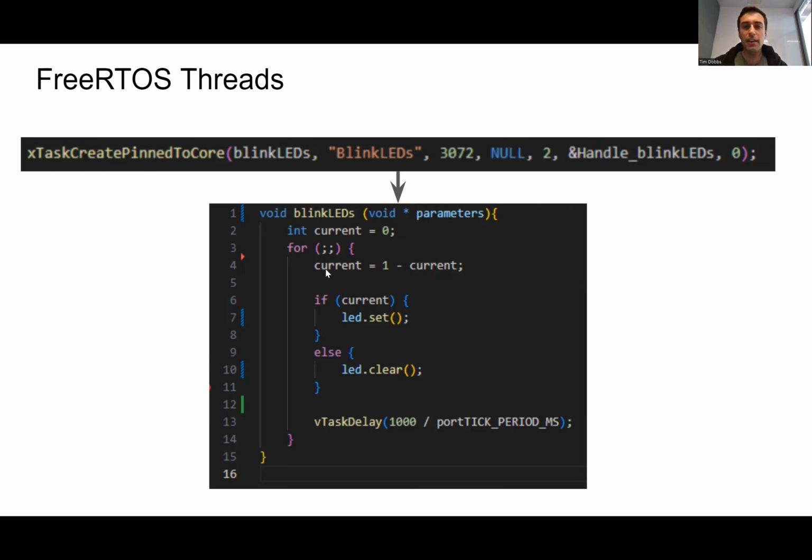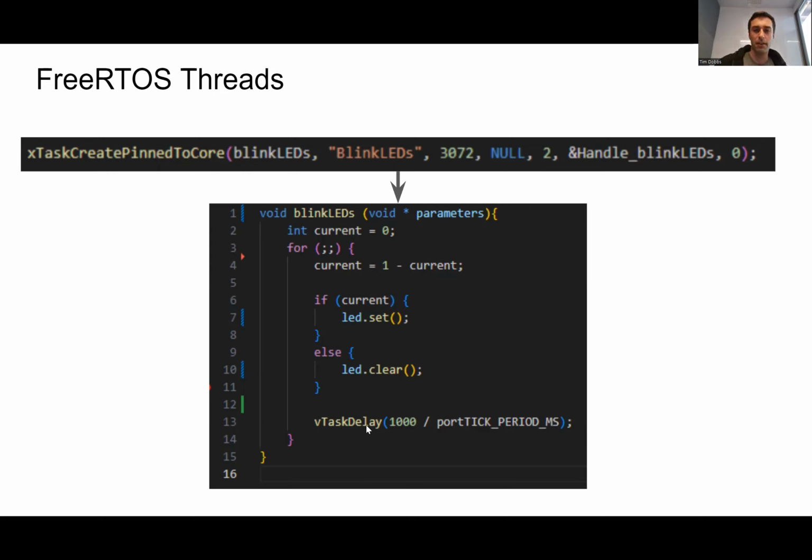And so you can see here, all this does is say, okay, great, current equals 1 minus current. In this case, current is 0, so I'll get 1 minus 0, which is 1. And I ask, is current true? Oh yeah, it is true. Okay, great. Well, now I'm going to set my LED to on. So we can imagine I'm using some library that lets me turn an LED on and off with set and clear. And then I'll jump down to this thing called vTaskDelay.